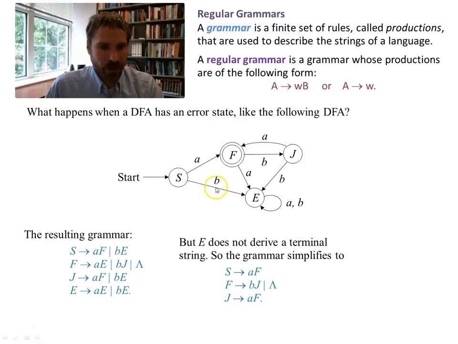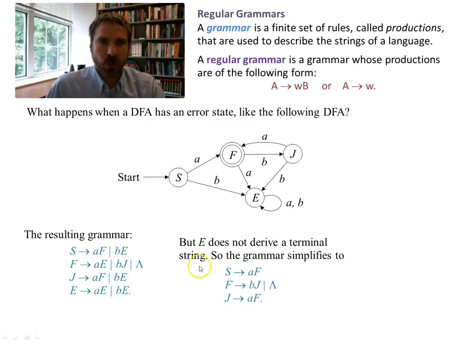But anyway, this will simplify down to here now because E doesn't go to anything terminal. You can just replace in this way. And we end up with a more simple grammar here as well, because E isn't something that we have to care about, because E is the error state. So E isn't a real state. So what we end up doing is we just drop the E away.